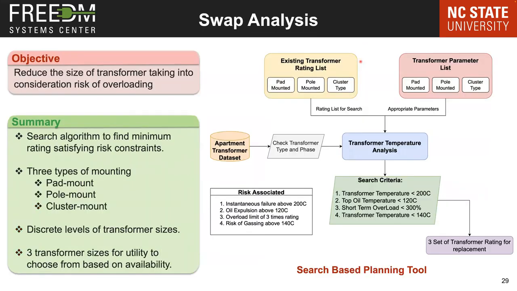But then let's say you want to reduce the size of this transformer from a large transformer to a smaller transformer. That comes with a risk of overloading, because once you reduce the size, you have to consider this risk of overloading in your analysis, because you cannot control the customer load. You can control only the size of the transformer that you replace it with. For this reason, what we propose is a search-based algorithm where we obtain the current type and phase of the transformer.